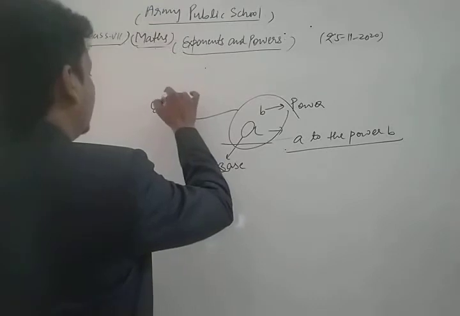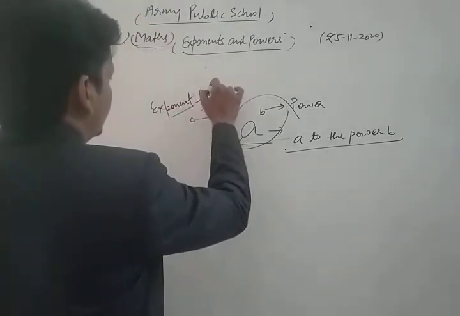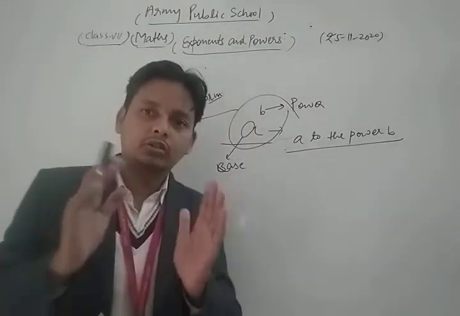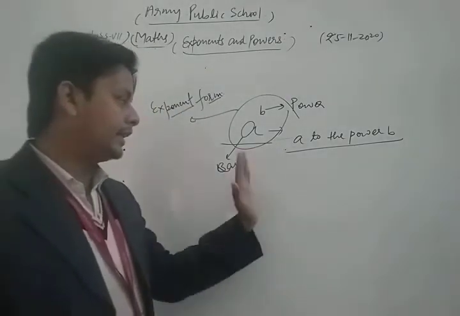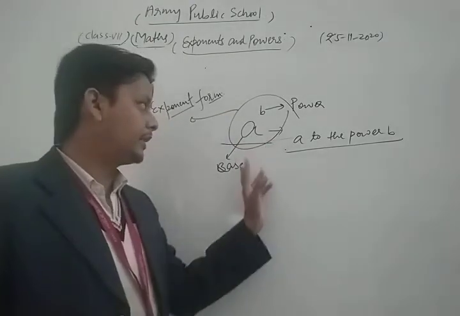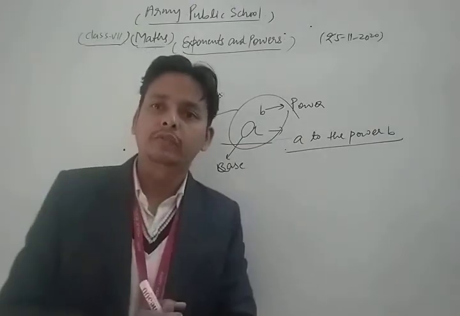This is the exponent form. So this is the concept of exponents and powers. If any number is written in this format, a to the power b, we read it as a to the power b. Here a is your base and b is your power, and this format is known as exponent form.